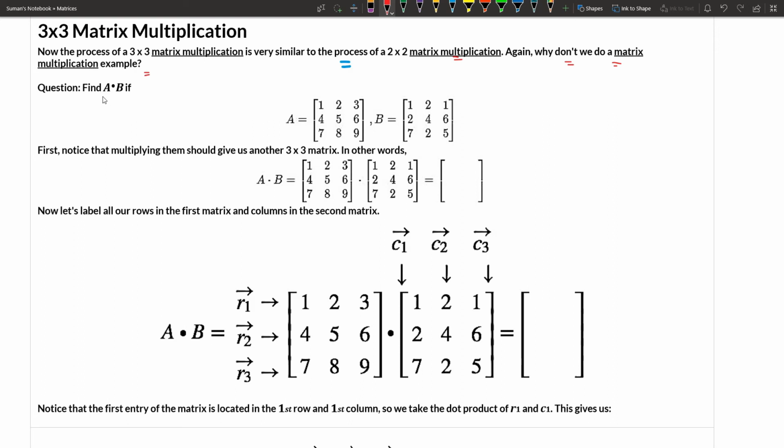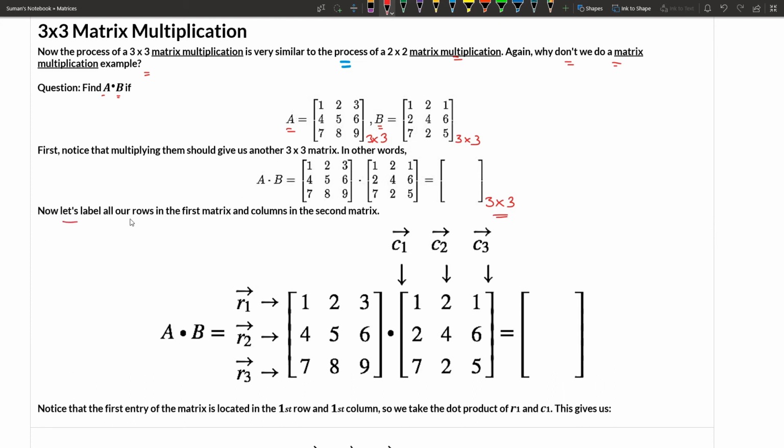Okay, let's find A dot B, if A is equal to, according to the rows, 1 2 3, 4 5 6, 7 8 9, and B is equal to 1 2 1, 2 4 6, 7 2 5. So A has the order 3 cross 3, and B has the order 3 cross 3. So the resultant matrix would also have the order 3 cross 3. Once again I am saying, in the next video we will discuss what should be the order of the resultant matrix after matrix multiplication of different dimensions.